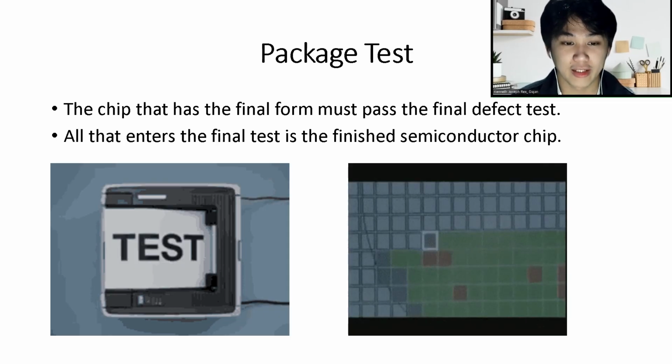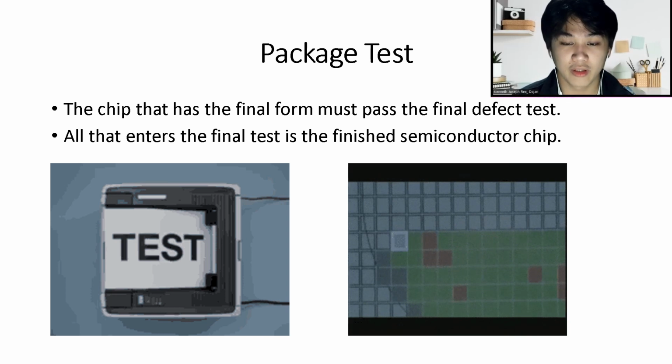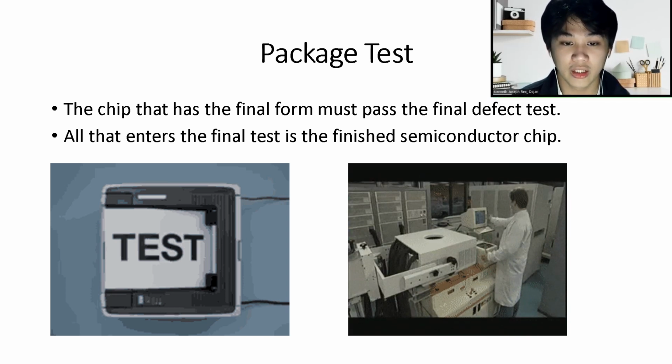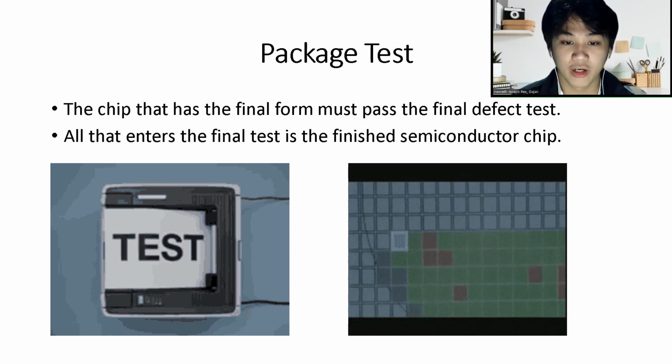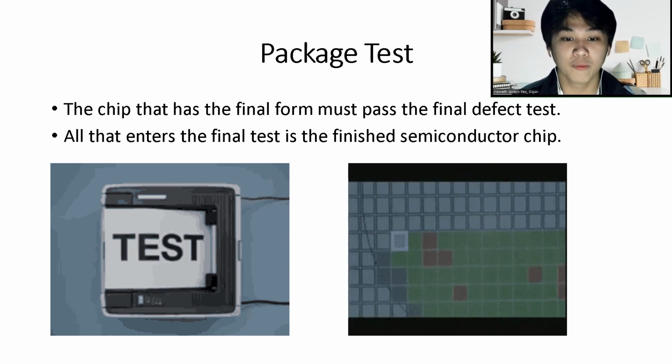5. The package test. The chip that has a final form must pass the final defect test. All that enters the final test is the finished semiconductor chip. They will be put into a test equipment that sets different conditions such as voltage, temperature, humidity, etc. And for electrical and functional and speed tests, the results of these tests can be used to find defects, improve product quality, and production efficiency.